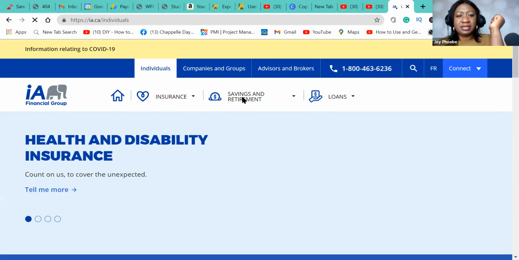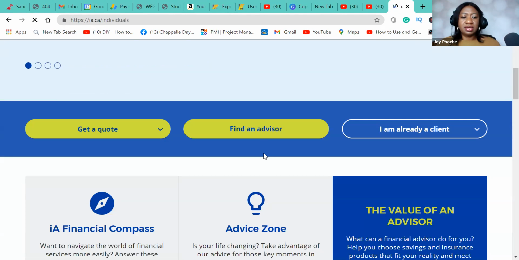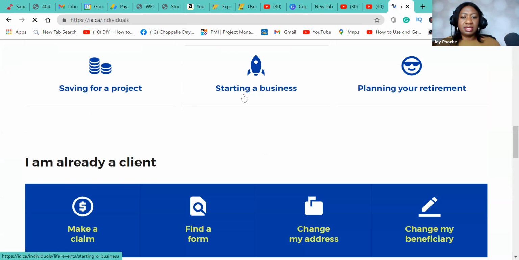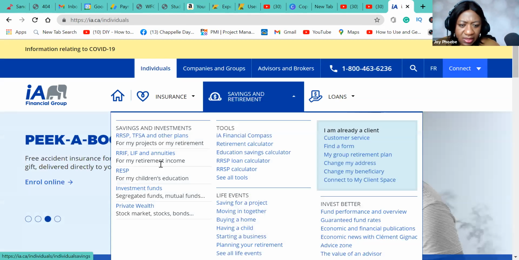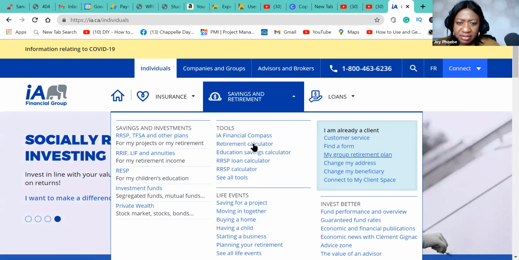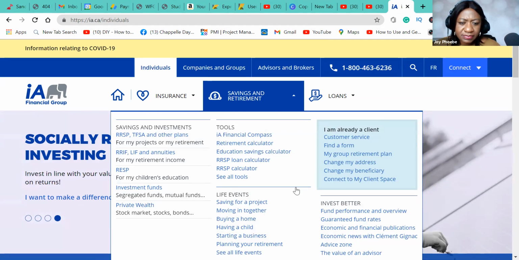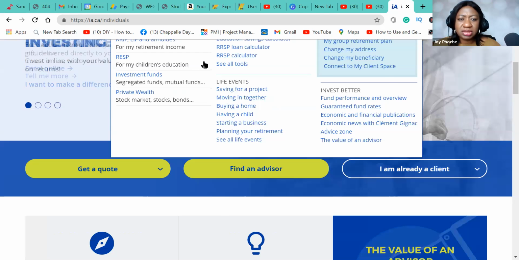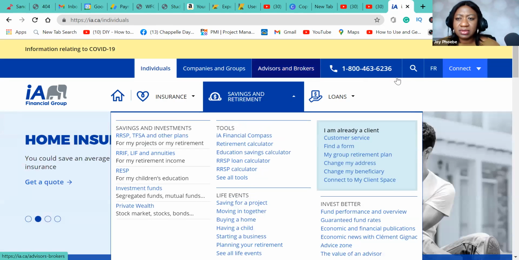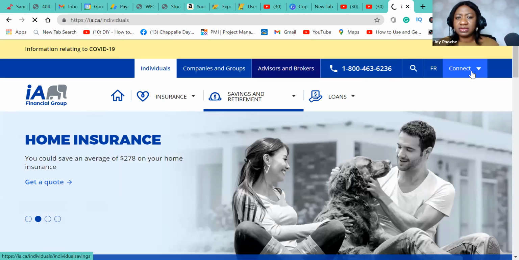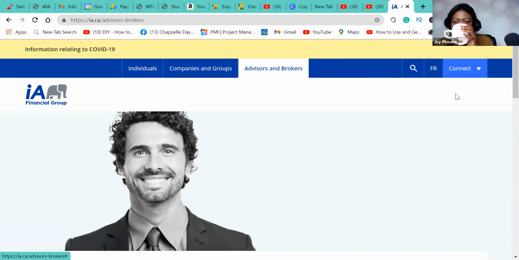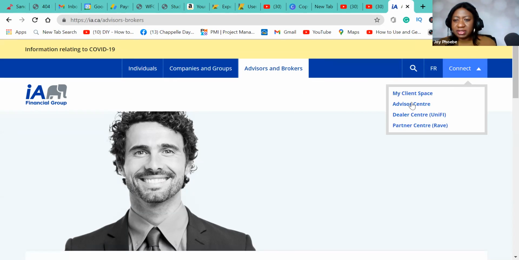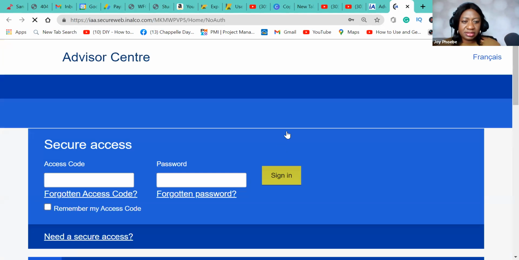Do I need to sign in? Savings and retirement. RESP, life event, investor beta, financial compass, education. This is taking so much of my time. Okay, let me try to log in. I guess I need to get in to be able to show you guys. Please bear with me. I need to log into the Advisor Center on the Industrial Alliance portal, which is what I'm trying to do. Okay, sign in.